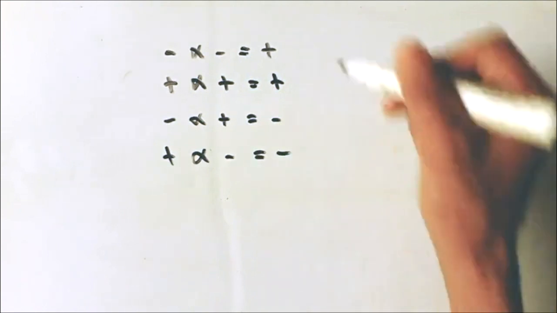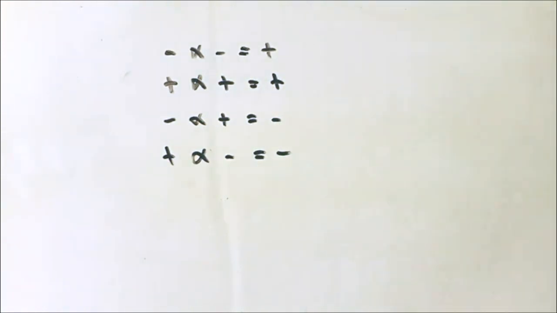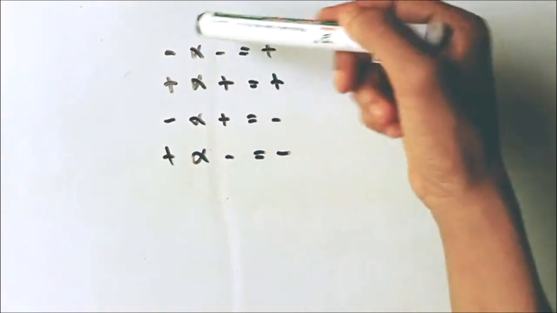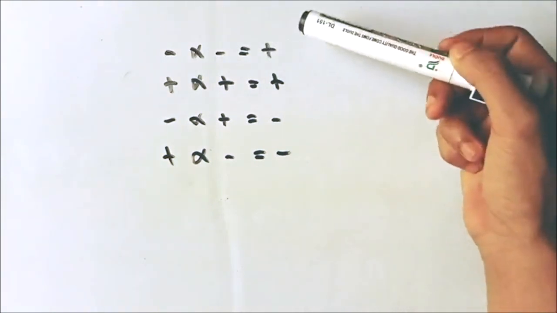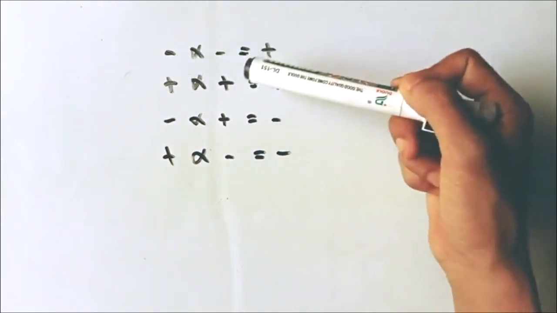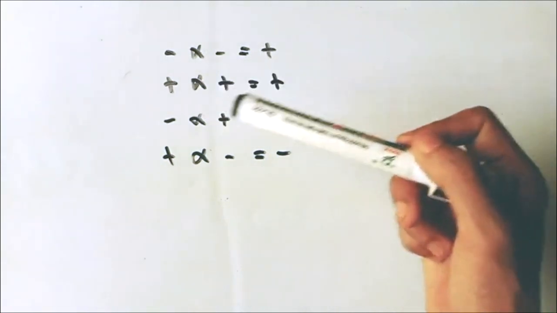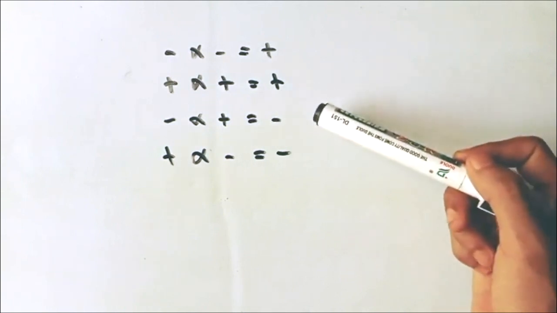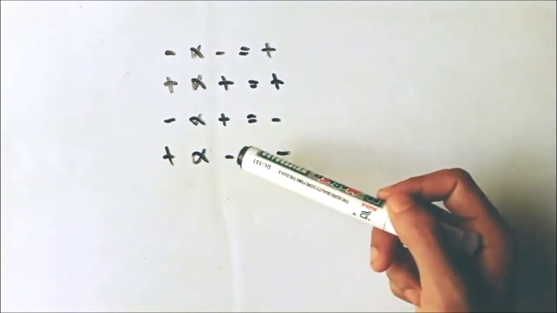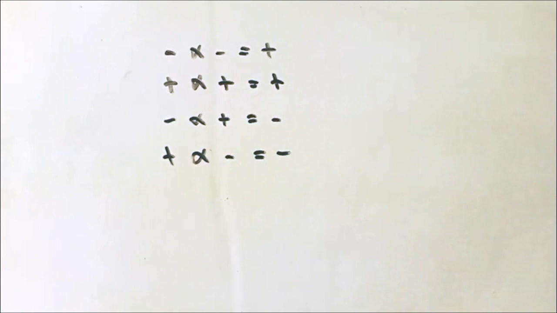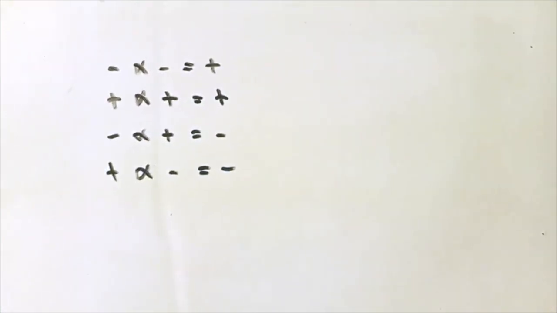This is still the same in division. If we're going to divide negative divided by negative, still positive. Positive divided by positive, of course, it's positive. Negative divided by positive, it's negative. And positive divided by negative is still negative. Okay, let's proceed to the examples.